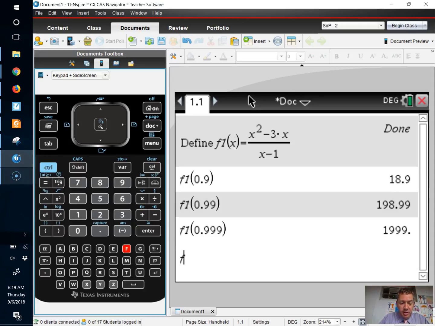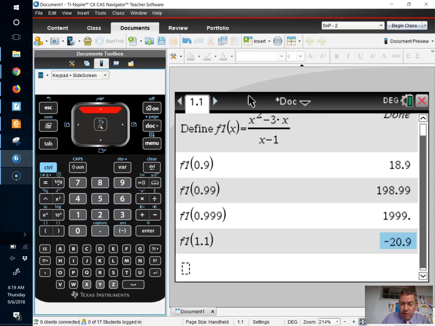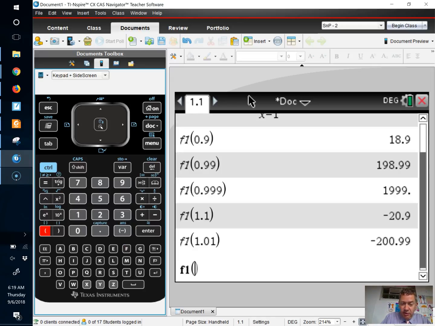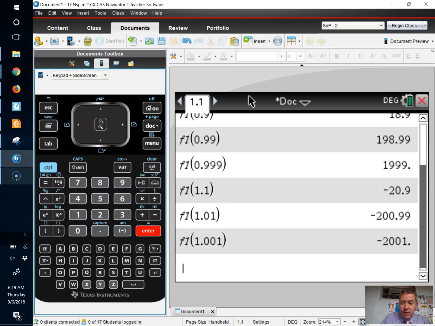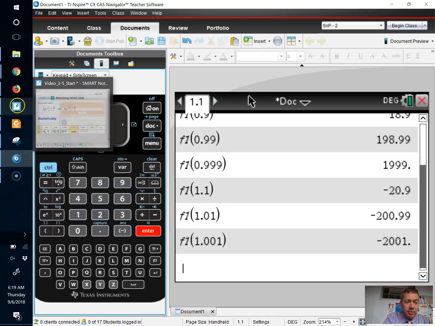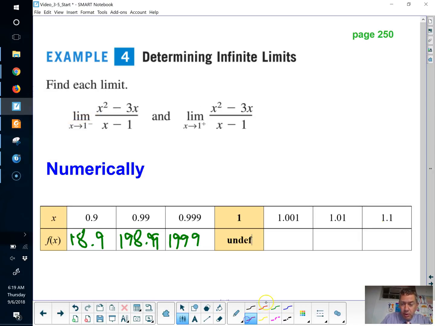We are looking at f of 1.1, f of 1.01, and f of 1.001. Negative 20.9, negative 200.99, and negative 2001. You can see that from the left, the numbers are getting bigger.